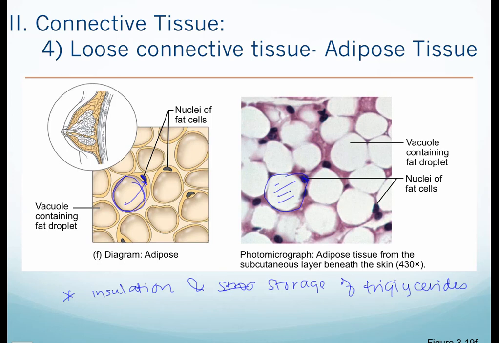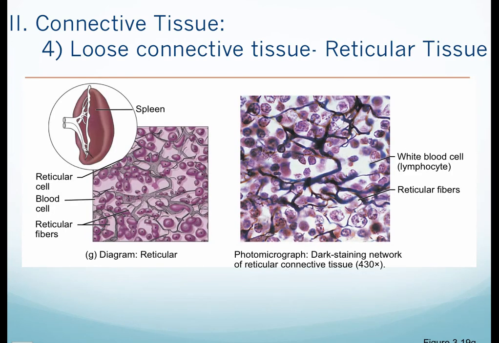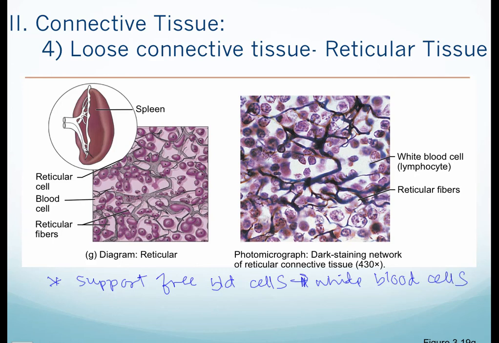Next type of loose connective tissue we have is reticular tissue, and this one will support free blood cells, mostly your white blood cells. Okay, so here we have reticular cells, blood cells, and the fibers.